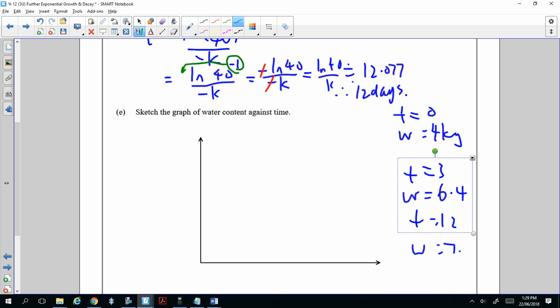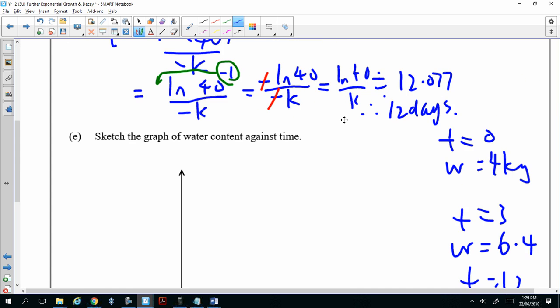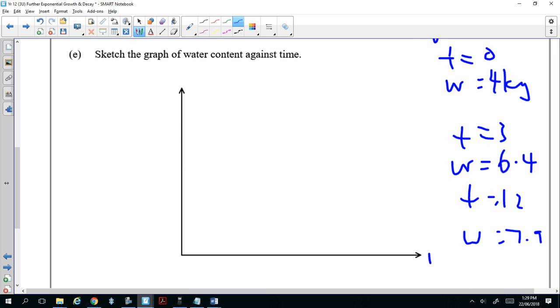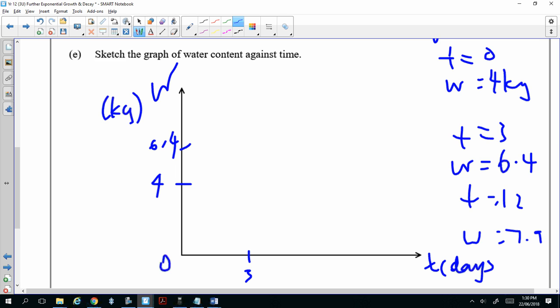Okay, so that's the time, that's the water content, that's 0. So it starts at 4 kilograms, and after 3 days, it becomes 6.4 kilograms. So that's in kg, that's in days. Okay, like that. And then you plot the points. Starts here and then goes here like this. Yep. And then we're going to continue.